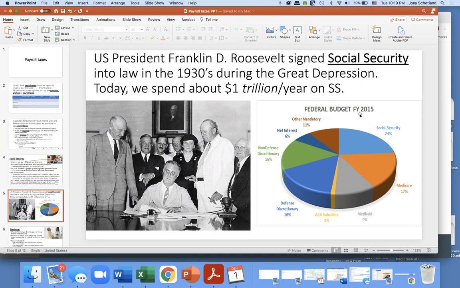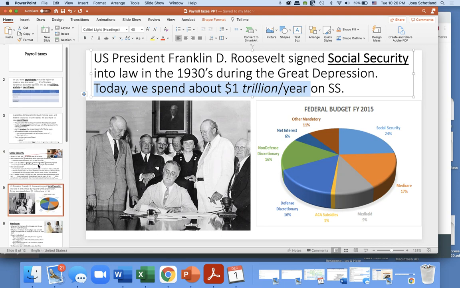Here you see the federal budget in 2015. Today, it's about a quarter, about 25% of our federal budget. It is the largest federal government program. Today, we spend about $1 trillion a year on Social Security. It is enormous.